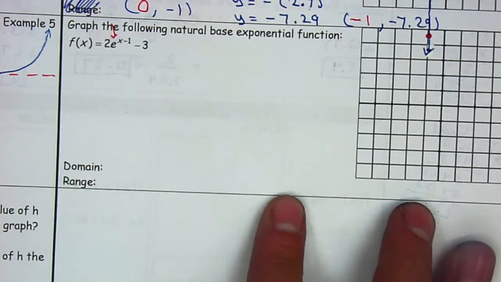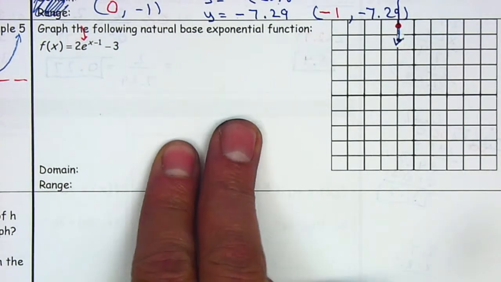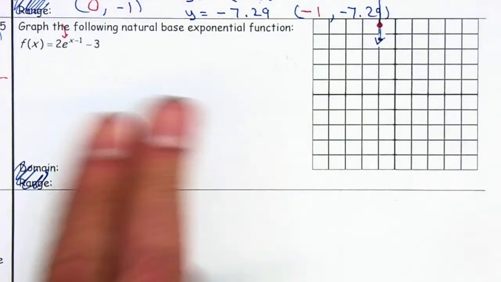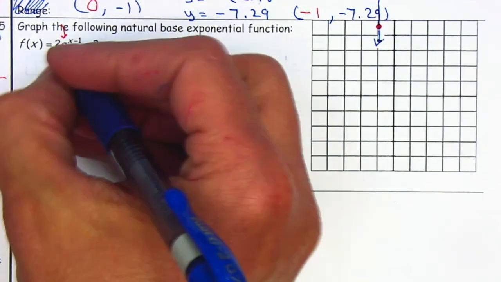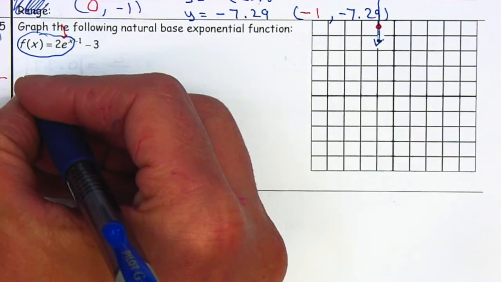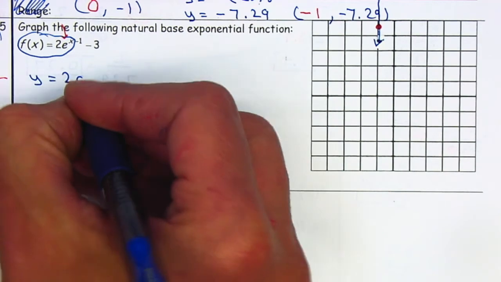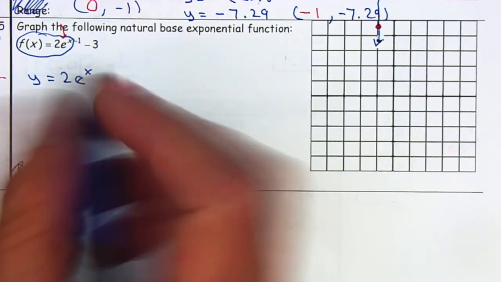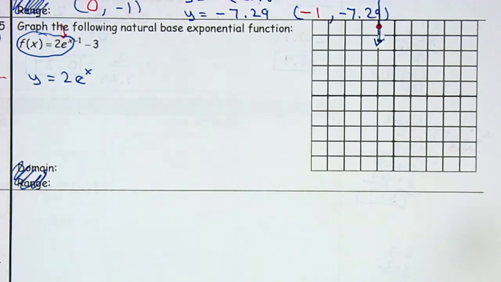Let's go and graph the basic part. Why don't you pause it, see if you can do it by yourself, and then you can check your answer. Pause it. Great. So we're going to graph the basic part. We're going to leave the h and the k behind. y is equal to 2e to the x power. So now I'm going to find different points.